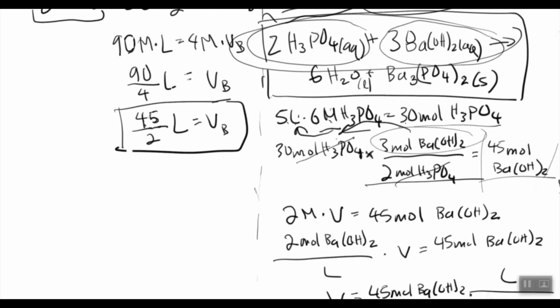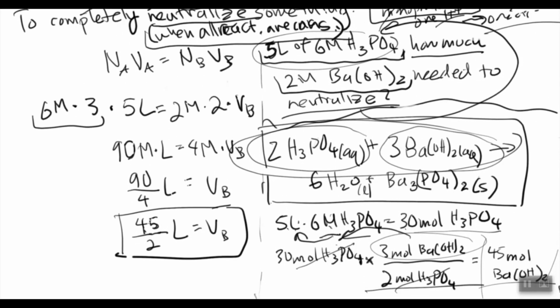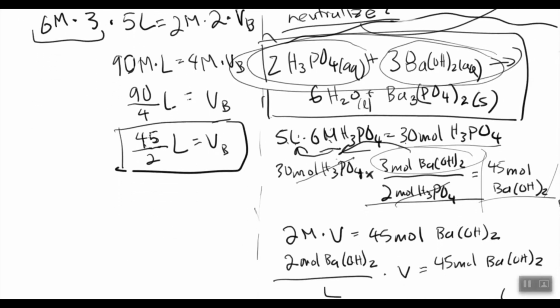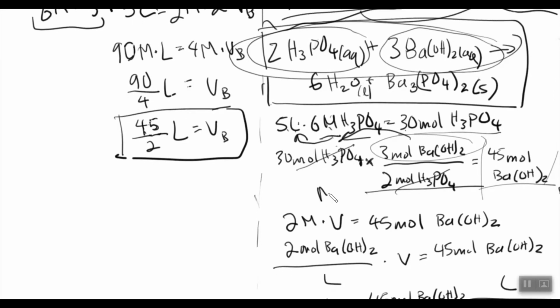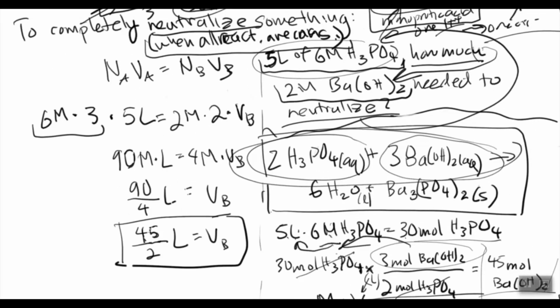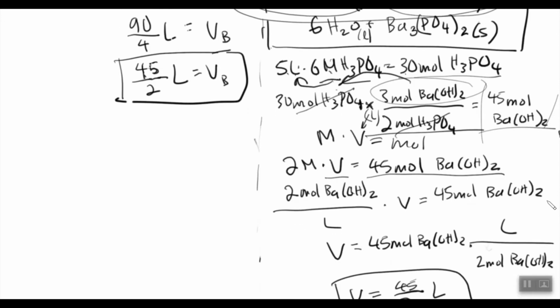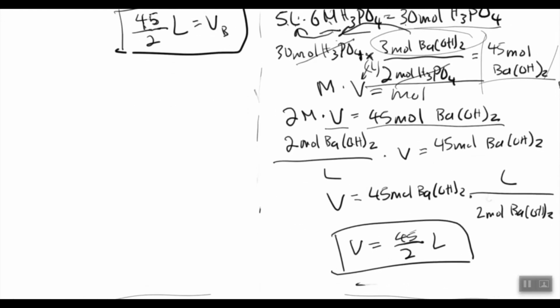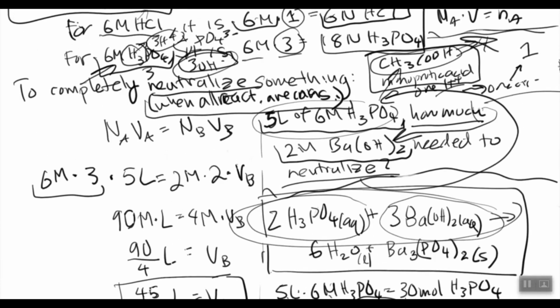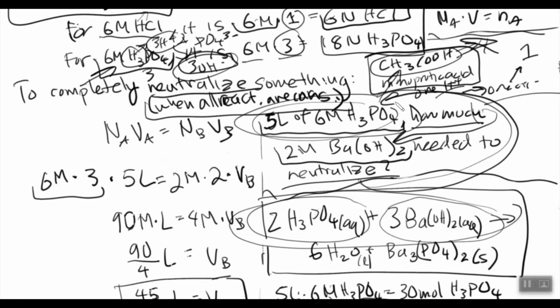Now, we have to go backwards because we want the amount of volume. How much of this solution do we need? So we need volume. And we know that molarity times volume, in liters, actually it has to be, will equal moles. So we have 45 moles of barium hydroxide equal an unknown volume times the molarity of barium hydroxide, which is 2. And we do some math and we get that we need 45 over 2 liters of barium hydroxide to completely react with all this stuff.